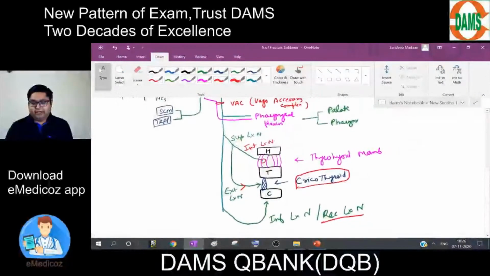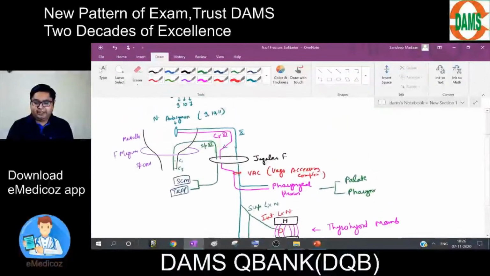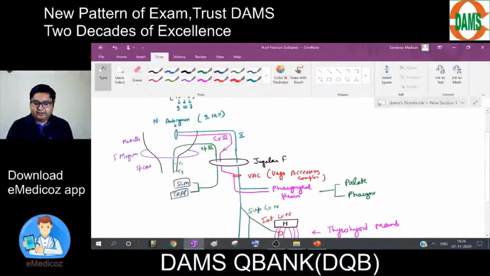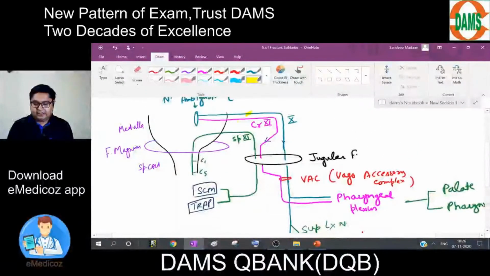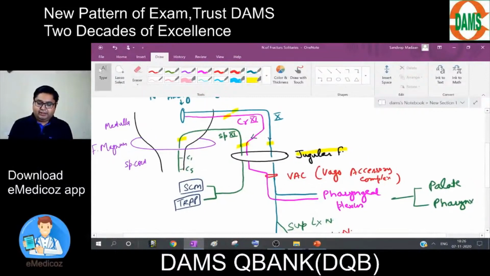So let me have a quick review here. So what did we discuss? We discussed that we have a nucleus ambiguus from where the 10th nerve and the cranial accessory nerve exit, and the spinal accessory nerve first enters into the cranial cavity by the foramen magnum. Then at the level of the jugular foramen, they all are coming out, and the 11th nerve, that is again the spinal root and the cranial root, are separate.